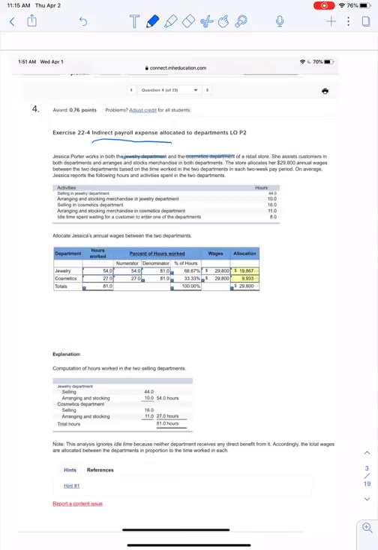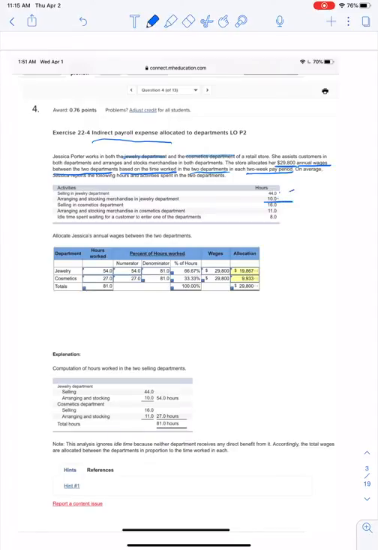The store then allocates her $29,800 in annual wages between the two departments, based on the time worked in the two departments in each two-week pay period. On average, Jessica reports the following hours and activities spent in the two departments. So we see selling in the jewelry department is 44 hours. Arranging and stocking merchandise in the jewelry department is 10 hours. So this is going to be our jewelry.